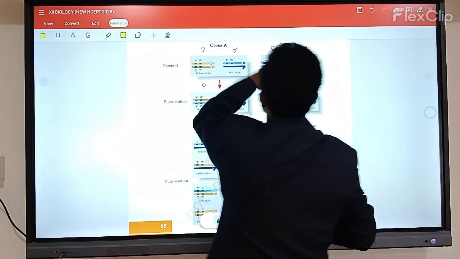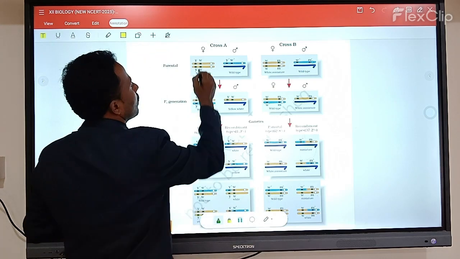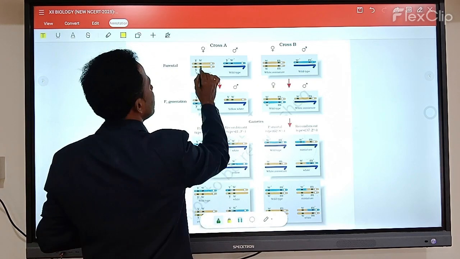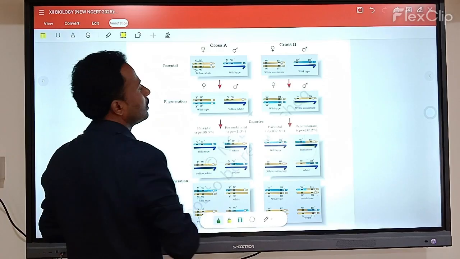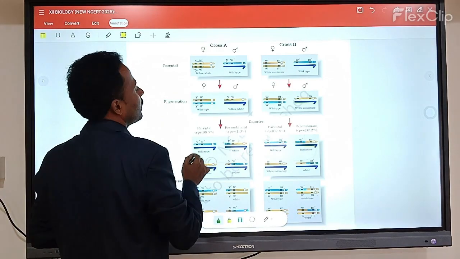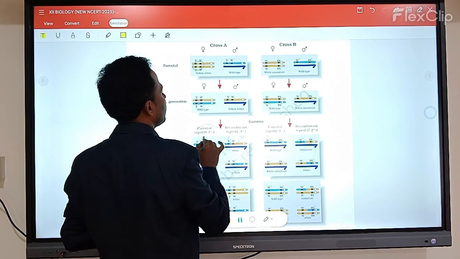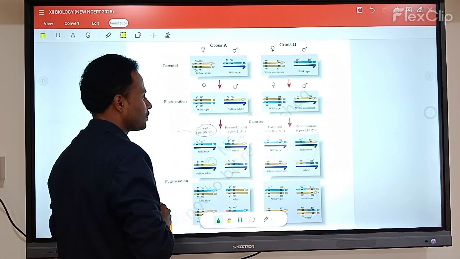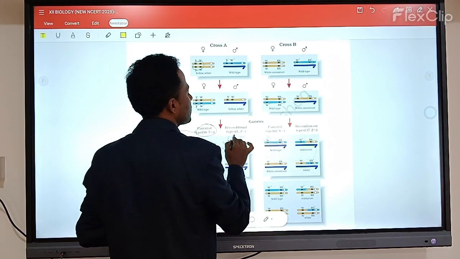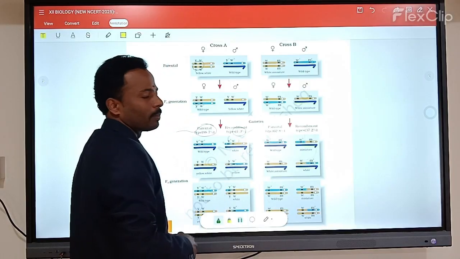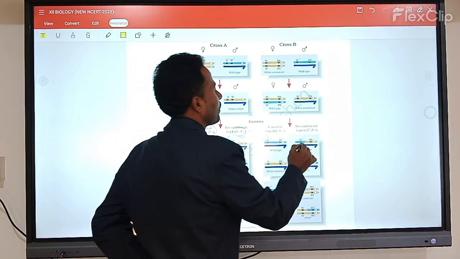Let us see, it is cross A, it is cross B. Here, when the genes are present completely close together, the parental types come more and recombinants come in only less, that is only 1.3%. And here recombinants come as how much?